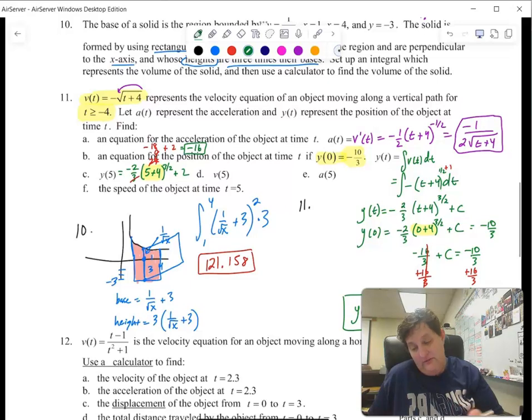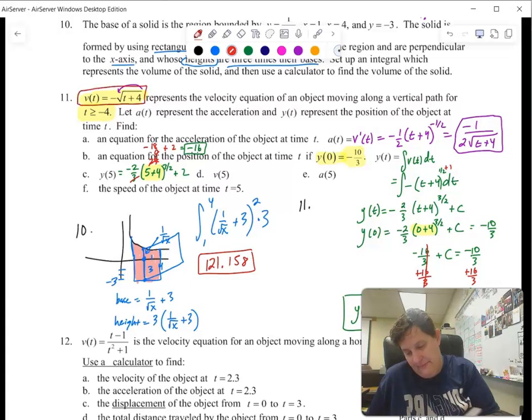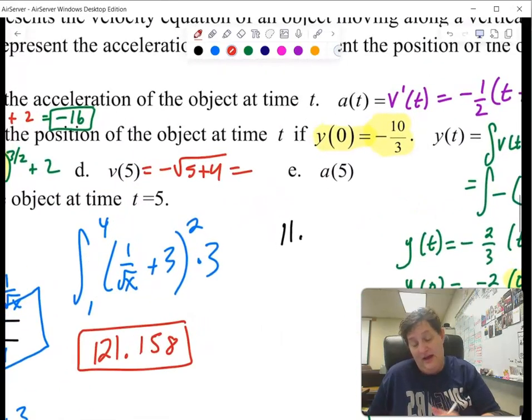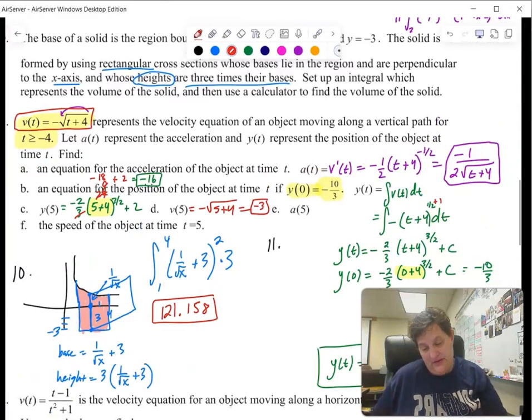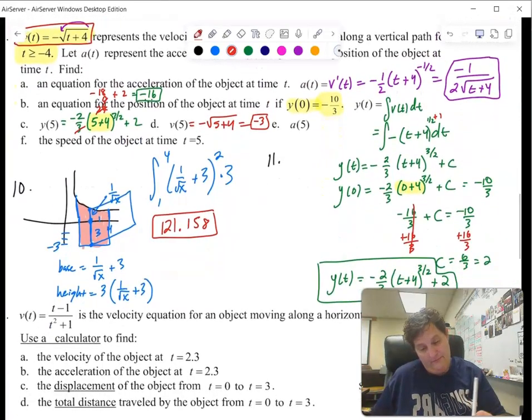All right, velocity at time 5. Well, shoot, velocity is just right here. The velocity is -√(5 plus 4). 5 plus 4 is 9. The square root of 9 is 3, so that just equals -3. And then position at 5, that's that equation down here.